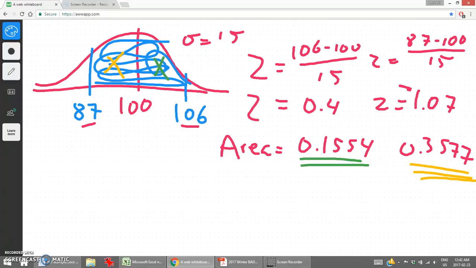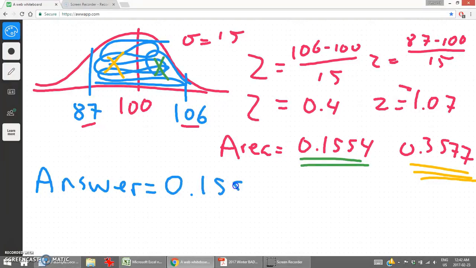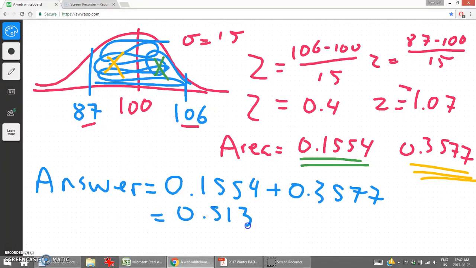So because we are combining those areas, our final answer, step 3, is going to be those two probabilities added together, which we will get approximately 0.5131, or approximately 51.31% chance of randomly selecting an individual with an IQ between 87 and 106.